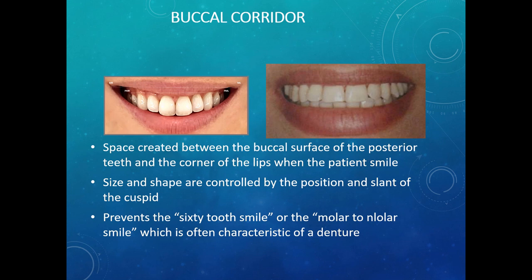Now, the use of the buccal corridor prevents the 60 tooth smile or the molar to molar smile, which is often characteristic of the denture. So you can see in this picture, this is a molar to molar smile and it is giving an unaesthetic appearance. Now, the inclusion of the buccal corridor in dentogenics accomplishes an added illustration of reality. So this is the one which provides depth to the smile.